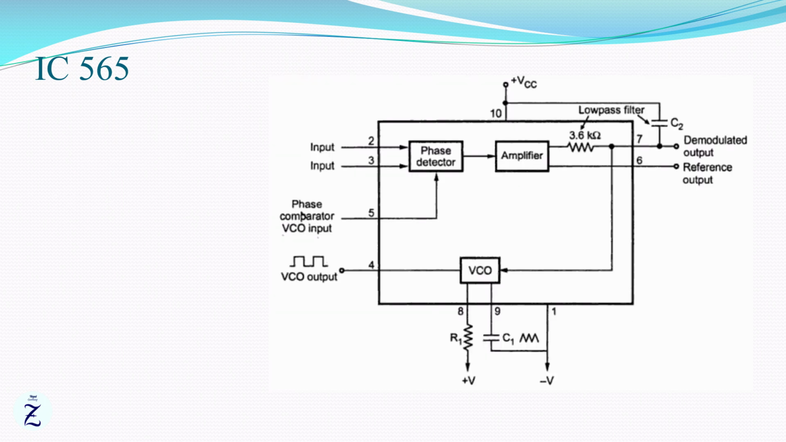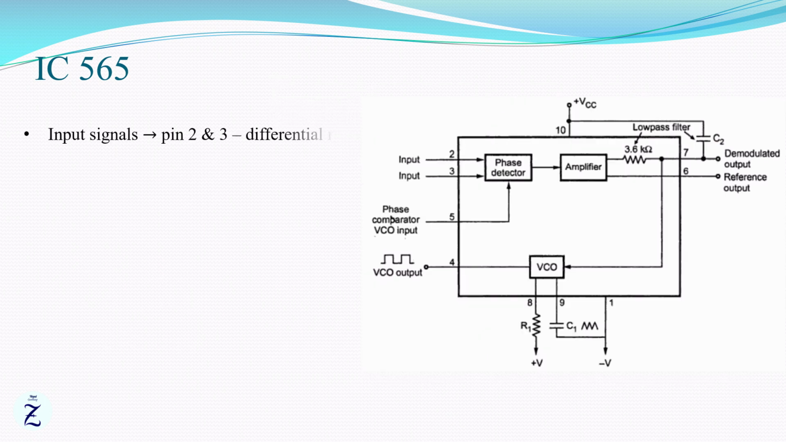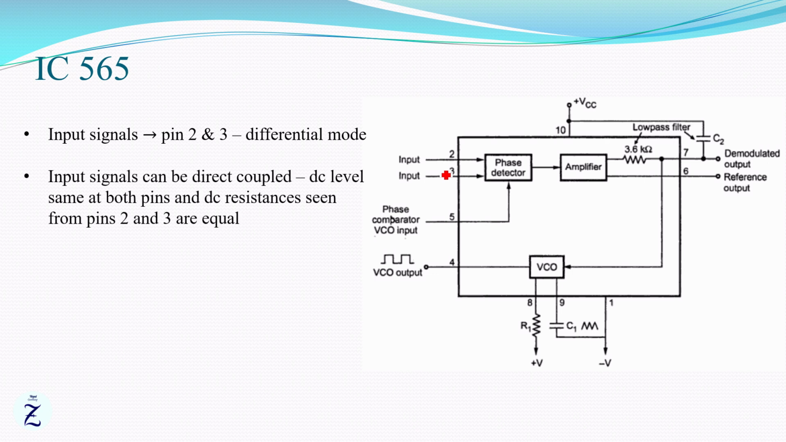Here is the block diagram of IC 565. This PLL system consists of a phase detector or comparator, a voltage controlled oscillator, an amplifier, and an RC combination forming a low pass filter circuit. The input signals are fed to the phase detector through pin numbers 2 and 3 in differential mode. The DC levels at these two pins are the same, and the DC resistance seen from those two pins are equal. Hence, the signal can be applied through direct coupling.